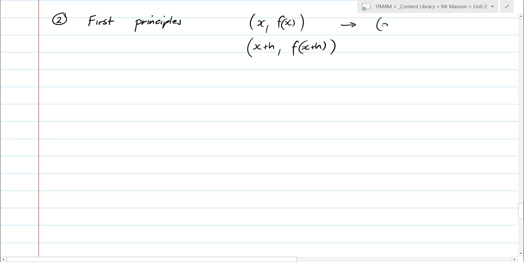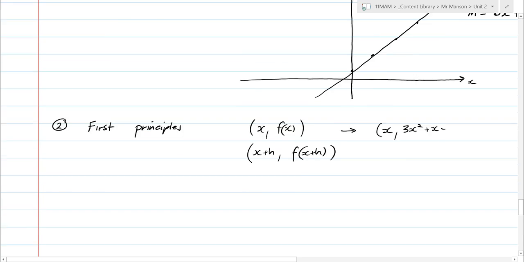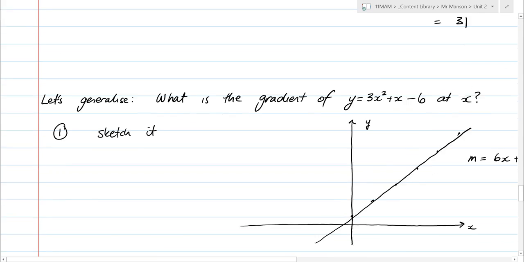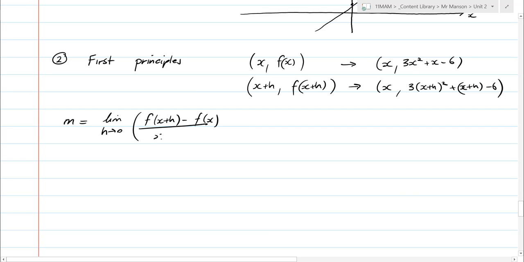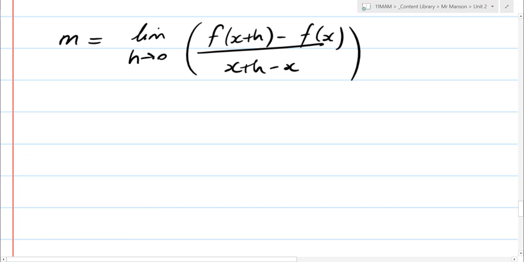Notice here that this is x and 3x squared plus x minus 6. And this one is x, comma, 3 times x plus h squared plus x plus h minus 6. We did all this simplifying earlier. And the gradient, m, is equal to the limit as h goes to 0 of f of x plus h minus f of x over x plus h minus x. And I'll zoom in on this now. It's the limit as h goes to 0.